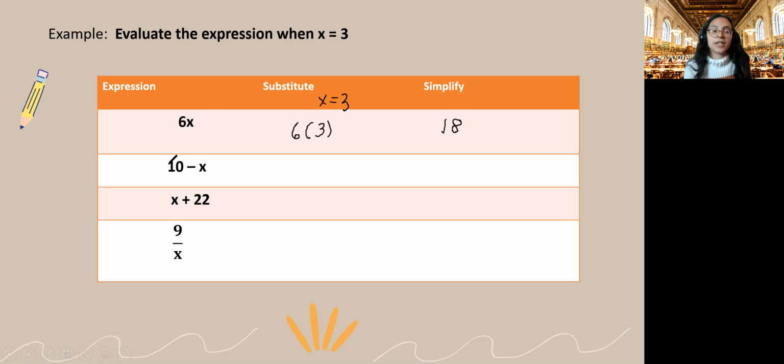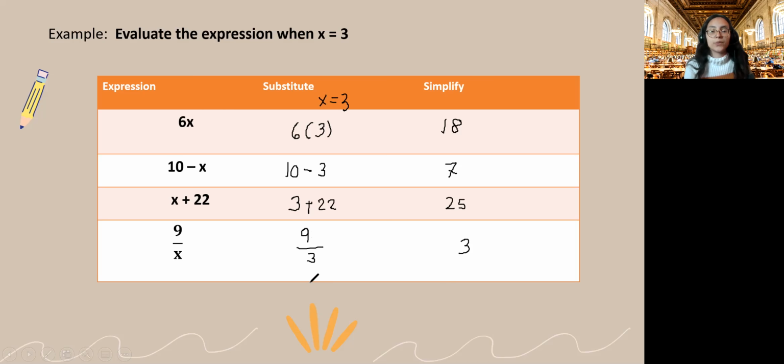For the next expression, I have 10 minus x. So I'm going to write 10 minus 3. And once I perform the operation, that'll be 7. For the third example, I have x plus 22. So I'm going to write 3 plus 22. And I add, and that's going to be 25. For the last expression, I have 9 divided by x. So I'm going to put 9 divided by 3. And 9 divided by 3 is 3.